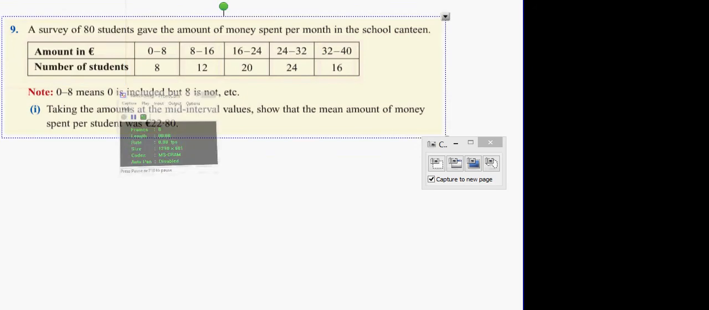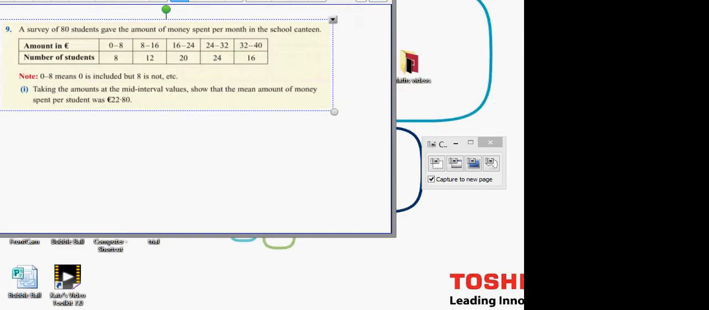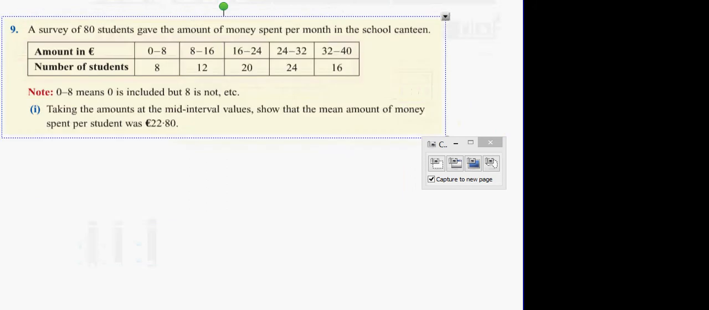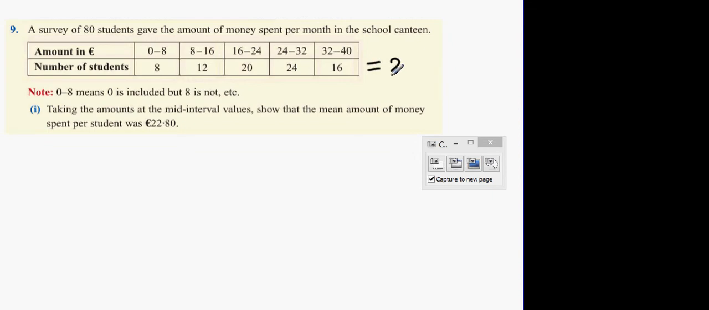Okay, so the following is question 9, and it goes, a survey of 80 students. Now 80 students is basically the number of students, which is the frequency, okay? So the frequency is the number of students, so it's going to be 8 plus 12 plus 20 plus 24 plus 16, and basically all of that adds up to 80, okay? So you know automatically this adds up to 80.